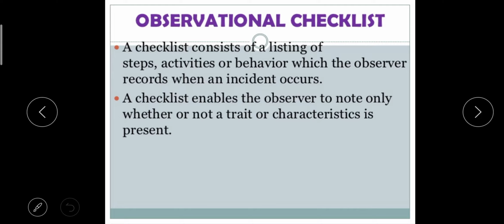A checklist consists of a listing of steps, activities or behavior which the observer records when an incident occurs. A checklist enables the observer to note only whether or not a trait or characteristic is present. So in the checklist, on one side we'll write all the statements, and on another side we'll give a column for yes or no.